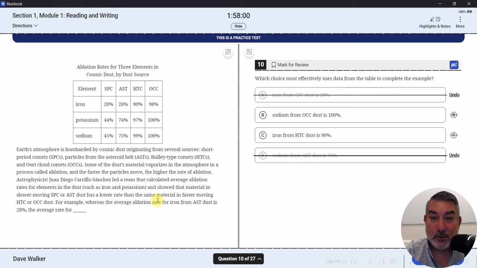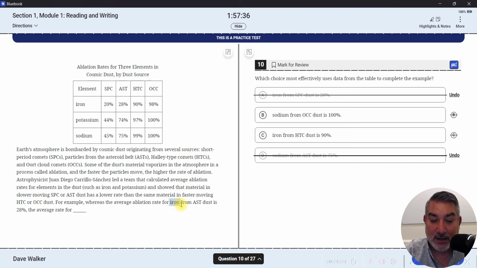What next in terms of basic categories of information that we would expect to see in the right answer, the answer that's going to support the claim? Let's go back to the claim. Material in slower moving dust has a lower rate than what? Than the same material in the fast dust. And then the supporting example starts with what material?